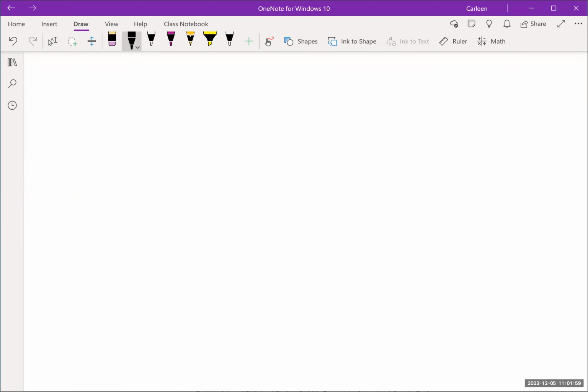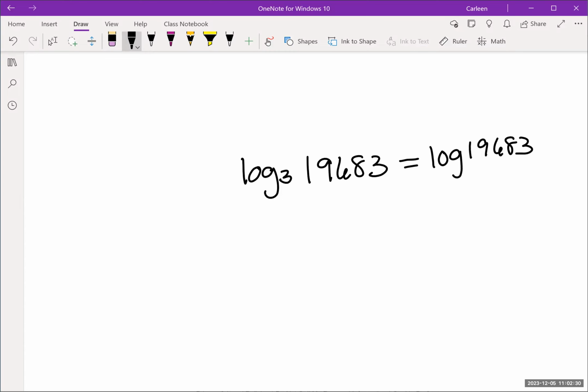Okay, so how about this one? Log base 3 of 19683. Guess what? That one's not on the chart of factors. So we could either go 3 squared, no, 3 cubed, no, 3 to the fourth, no. Let's do change of base with this one. Log of the answer divided by log of the base. Let's try it with your calculators.